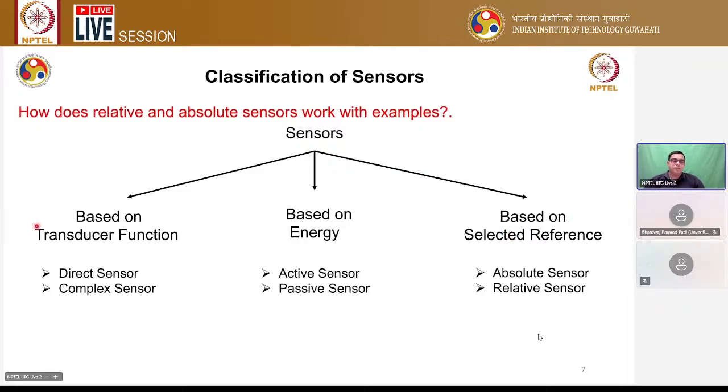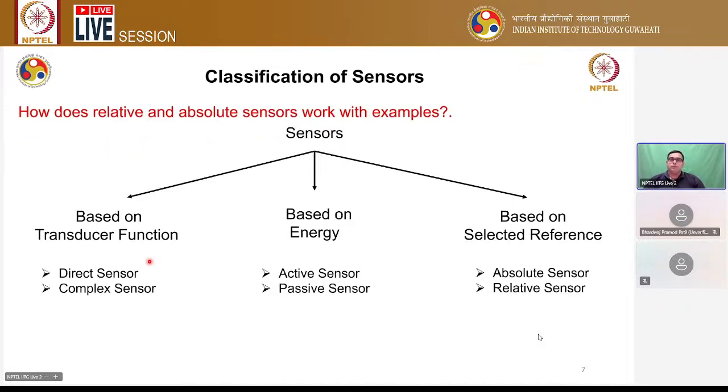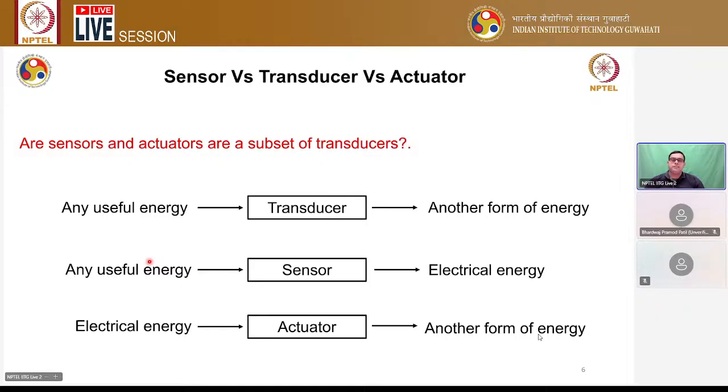Based on the transducer function, we have defined a direct sensor, which converts any useful energy to electrical energy. But then we have seen that there are cases where you do not have a sensor which can convert one form of energy to electrical energy, and that form of energy is available with us.